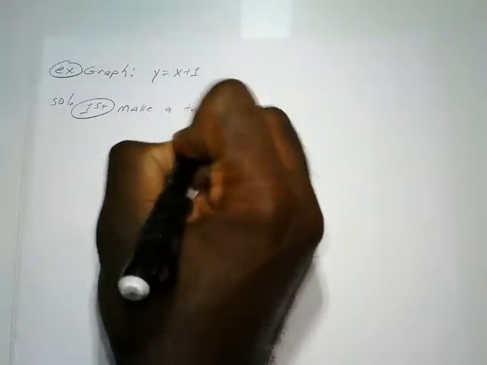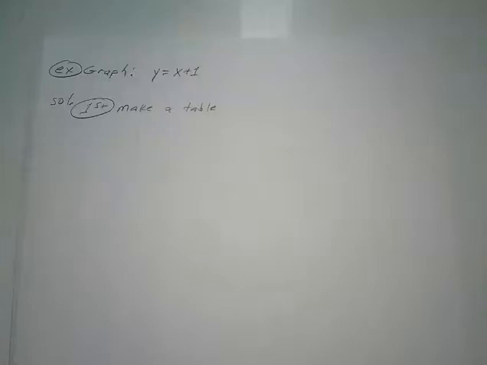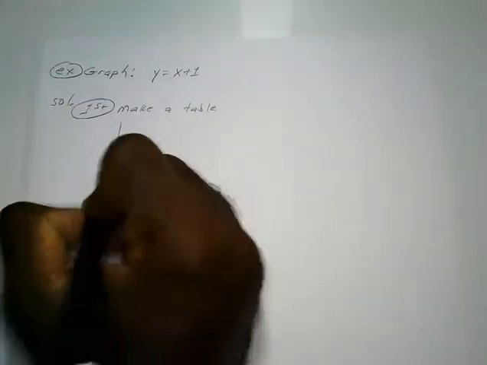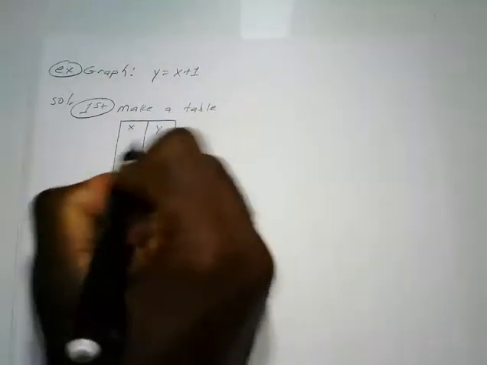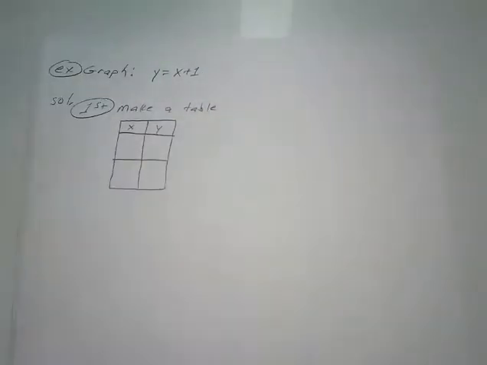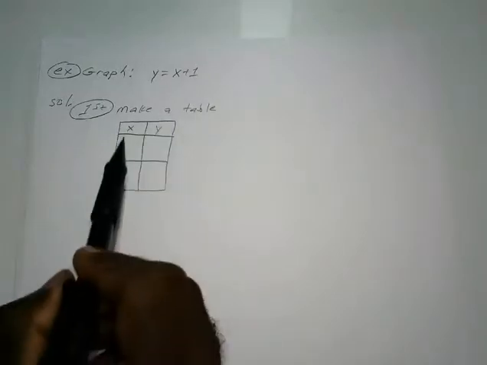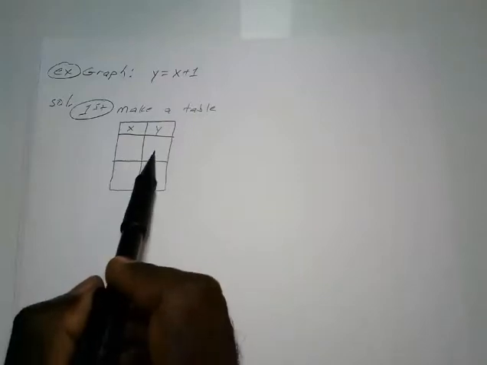Okay. So here, the first thing we're going to do is make a table. Okay, so we're going to go ahead and make a table where we have our x and we have our y. And really, like I said, you only need 2 points. You can make 3 if you want to.